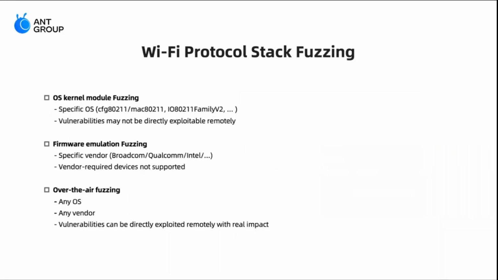So there are different approaches to fuzz the Wi-Fi protocol stack according to different target layers, and each approach has different limitations. For example, OS kernel module fuzzing is only applicable to a specific OS, and supporting different OS requires additional work. And the vulnerabilities discovered by this method may not be directly exploited remotely, because the constructed test frames may not pass the security checks of the vendor's firmware and drivers. Similarly, firmware emulation fuzzing is only available for a specific vendor firmware.